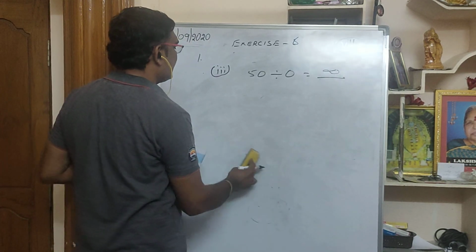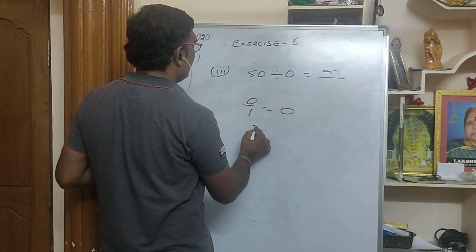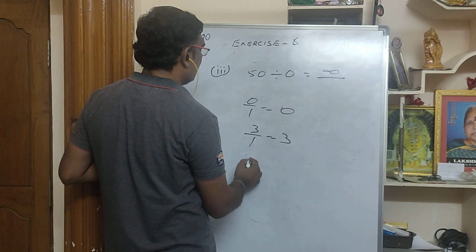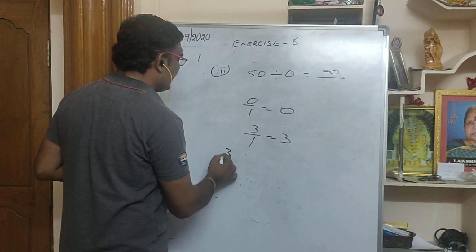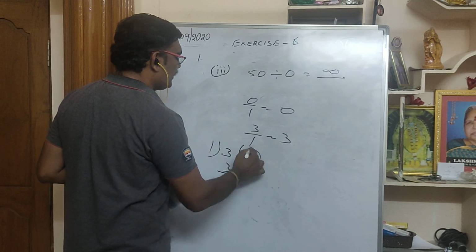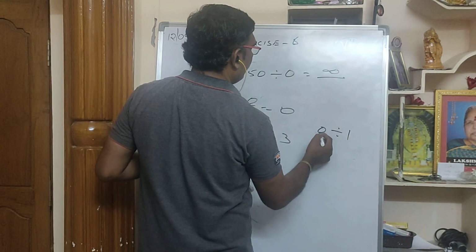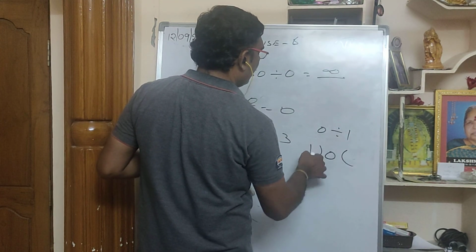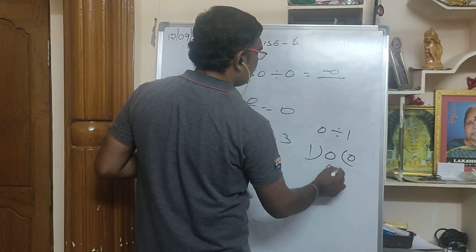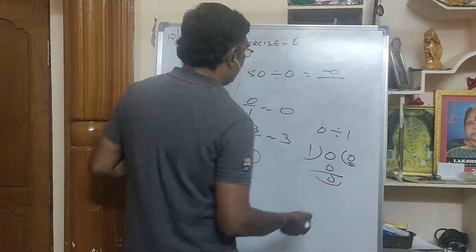Okay, next now 0 divided by 1. Division with 1 is there, I already told you. 0 by 1 is 0 itself. 3 by 1, 3 itself. See, 3 by 1 means 3 divided by 1. 1 threes are 3, so what is the quotient? 3. 0 by 1 means 0 divided by 1. 1 zeros how much? 0. So the answer is what here? 0.